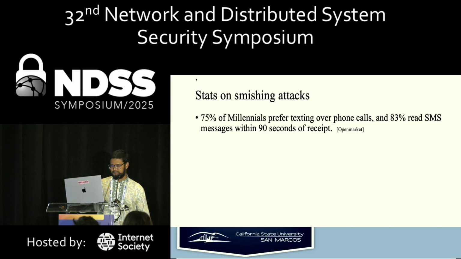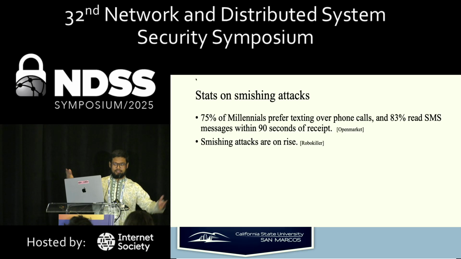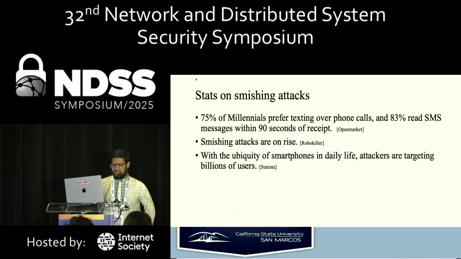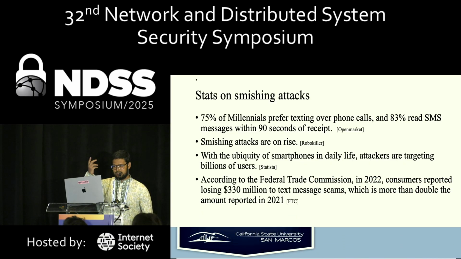SMS phishing is on the rise according to many polls, and with the ubiquity of smartphones, attackers are targeting billions of users as per different statistics. As per the FTC, almost $330 million was lost to text scams in 2022, which is roughly double that of 2021.